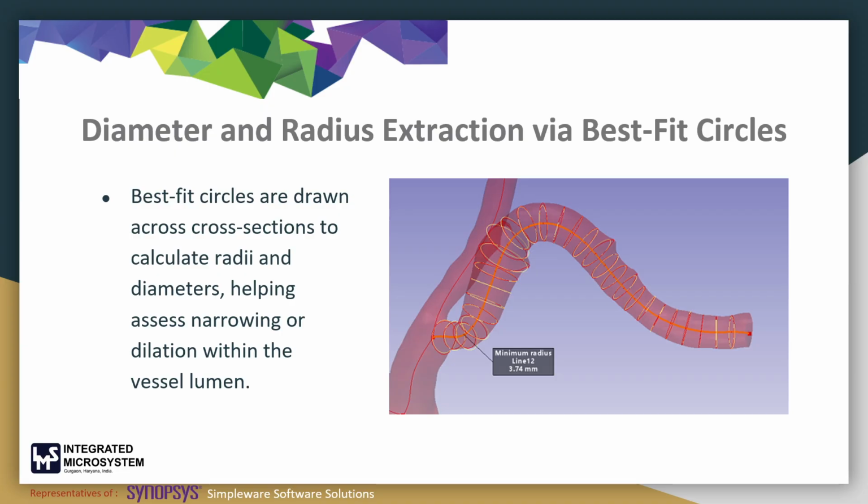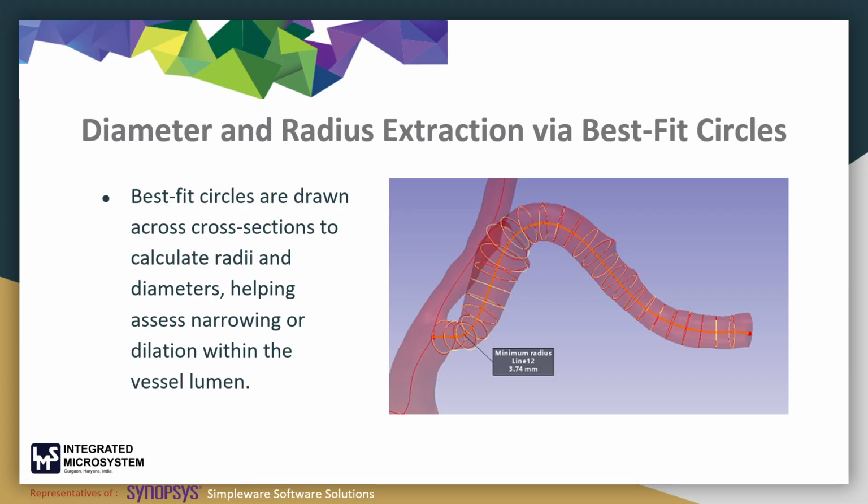Diameter and radius extraction via best fit circles goes beyond area analysis. Simple way also allows diameter and radius extraction using best fit circles based on each vessel's cross section. This tool translates area metrics into standardized diameter values, which are easier to interpret and more directly applicable for device selection.